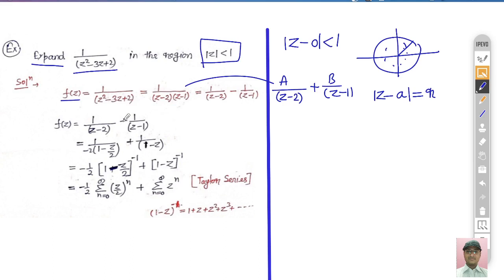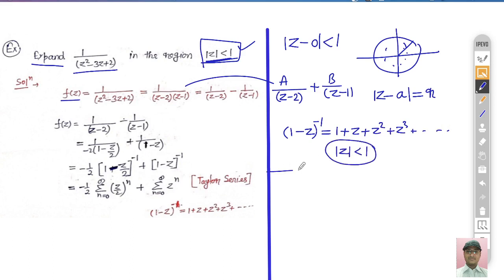But the question is how we expand. Since the region is given as mod Z less than 1, you have to expand this in the power series. But first you have to think about mod Z less than 1. So you know the binomial expansion: 1 by (1 minus Z) raised to the power minus 1 is what? It is 1 plus Z plus Z square plus Z cube and so on, right? This is the expansion where mod Z is less than 1.